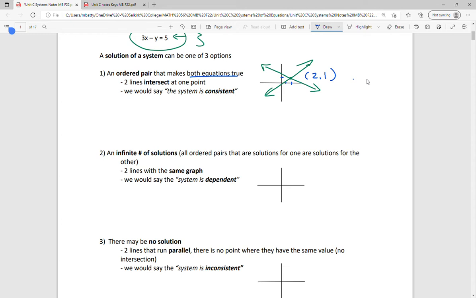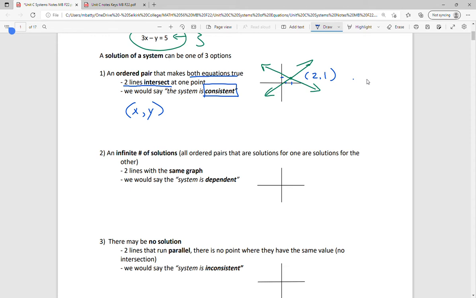So what happens when we see them on the graph is that we see the two lines intersect at that point. That point, x and y, is the solution to the system. We would say that the system is consistent, and there's a unique solution to it. It's the sweet spot, if you will, that satisfies both the equations, makes them both true.